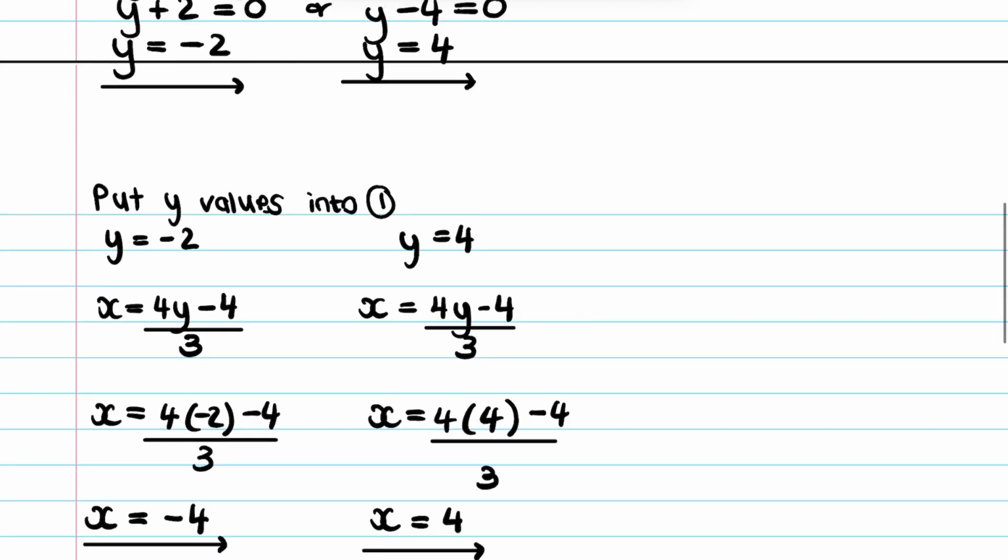And there you have it, some hacker. So if you have yourself y is equal to negative 2, y is equal to 4, x is equal to negative 4, and x is equal to 4, then you are 100% correct.